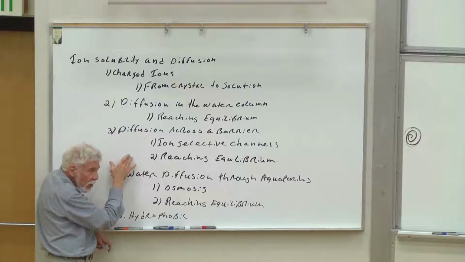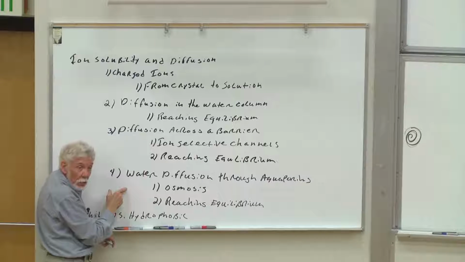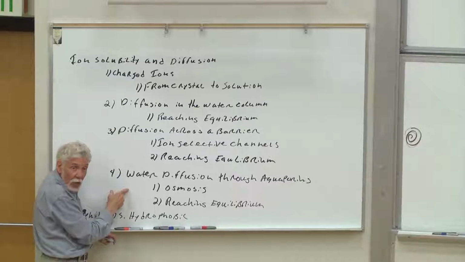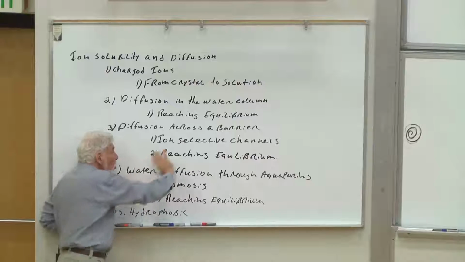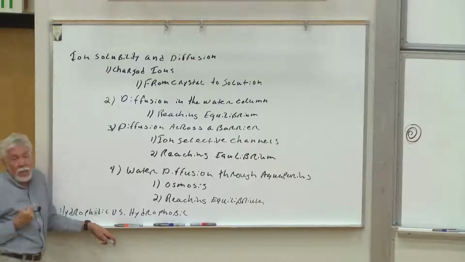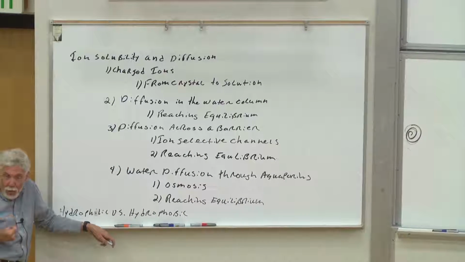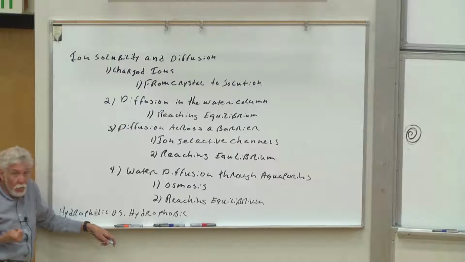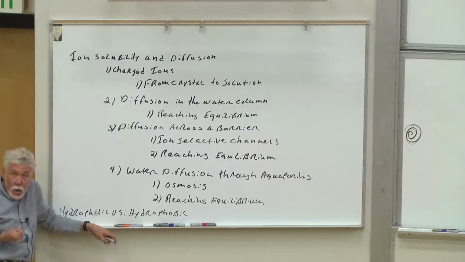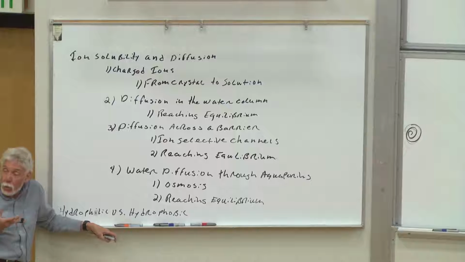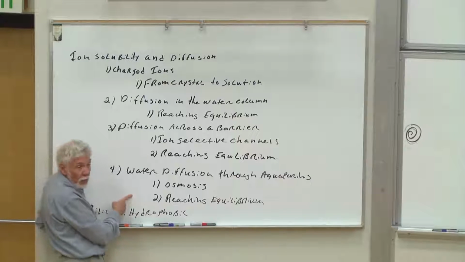But you can turn this idea on its head. You can change it round. And now in the barrier, rather than using ion selective channels, ion selective pathways, we're now going to place a water selective channel across the membrane. Ions can't move. There's no clear pathway through which the ions can move, but there is one for water.